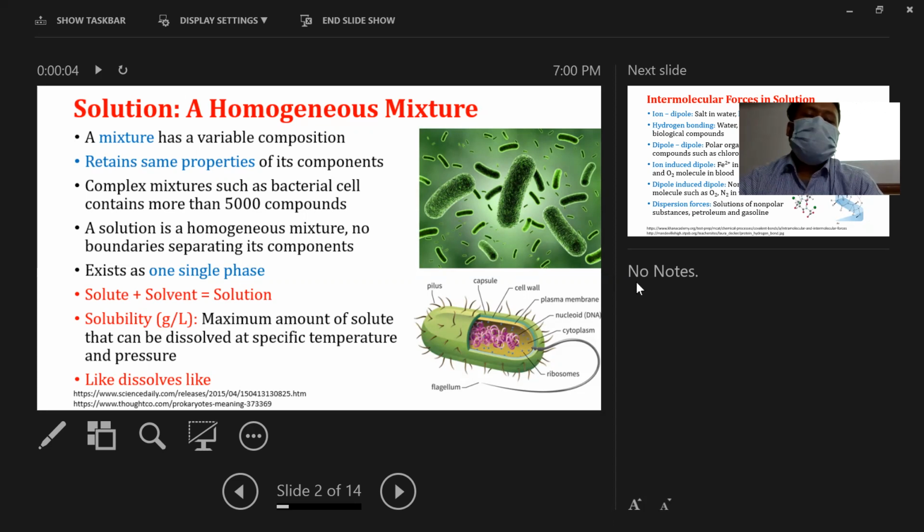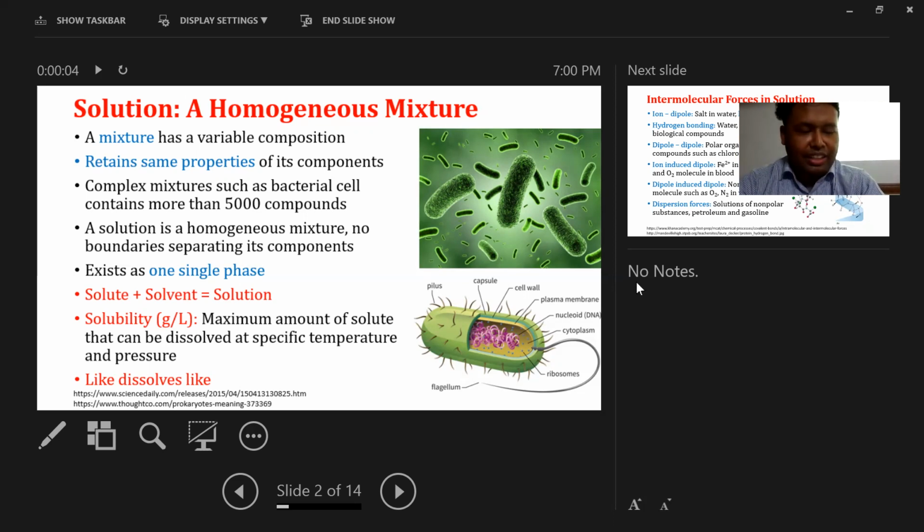Solute plus solvent equals solution, as everyone knows. That means to make a solution, you need a solvent and a solute. So what is solvent and what is solute? Anyone? The salt is the solute, the solvent is the water.